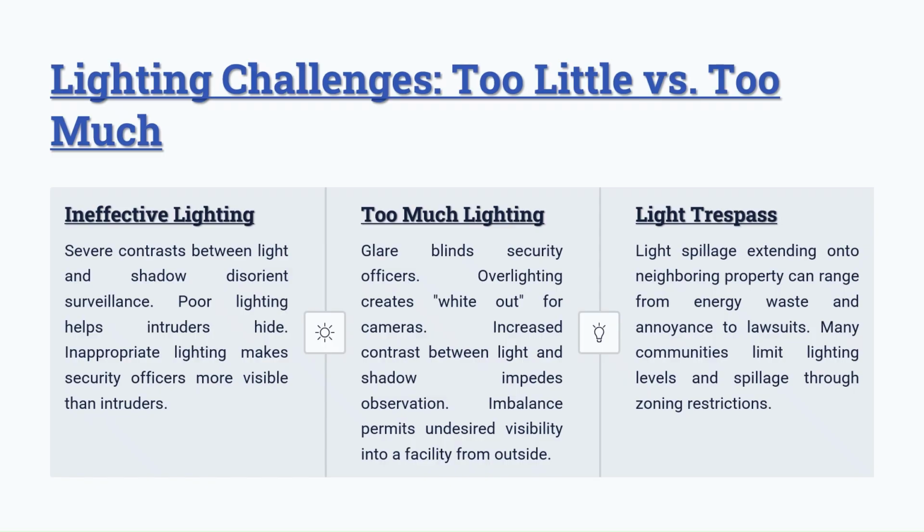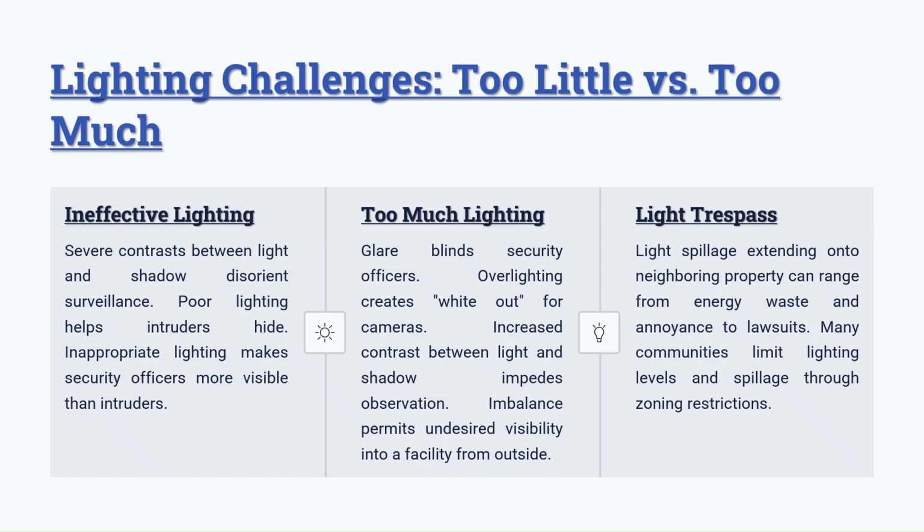Lighting must be carefully balanced because both too little and too much light can create security problems. Insufficient lighting creates shadows and blind spots, making it easier for intruders to conceal themselves. Excessive lighting, on the other hand, can cause glare and reduce visibility, especially for cameras and observers.